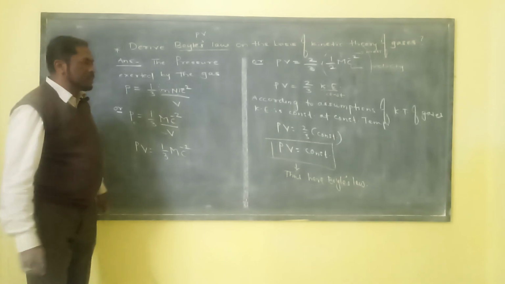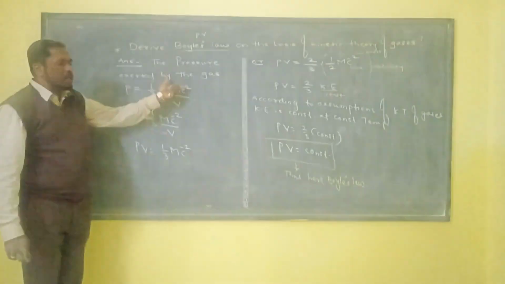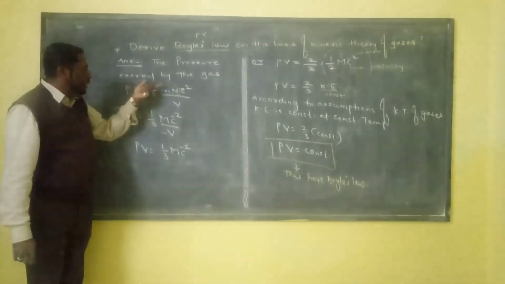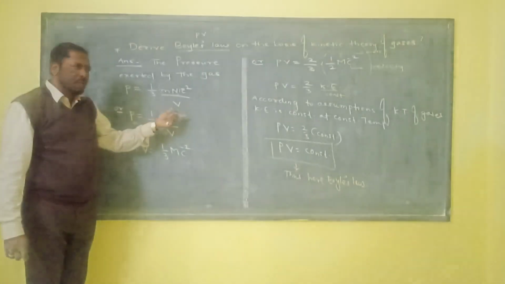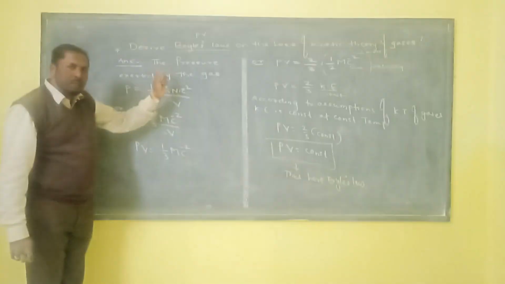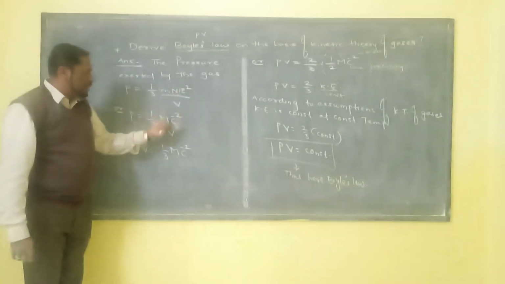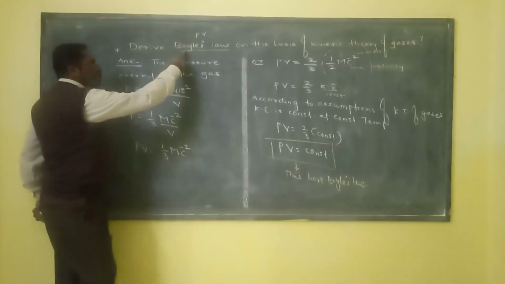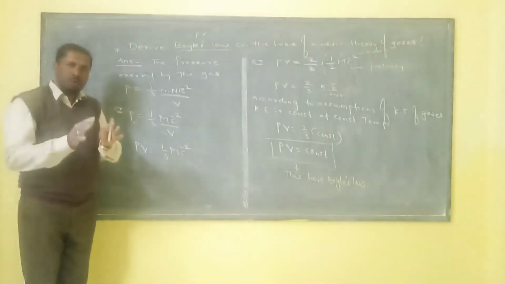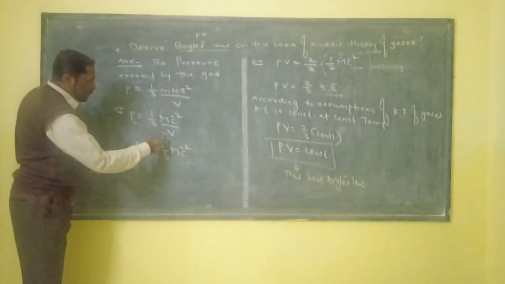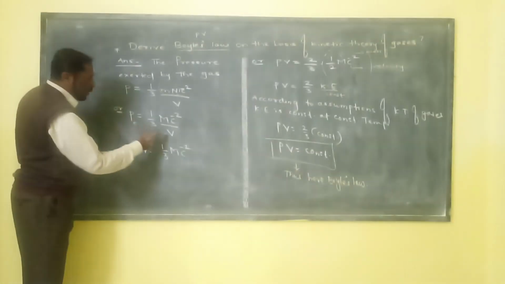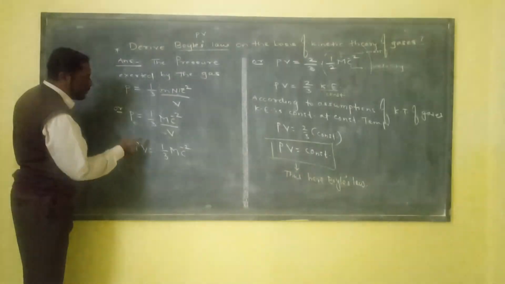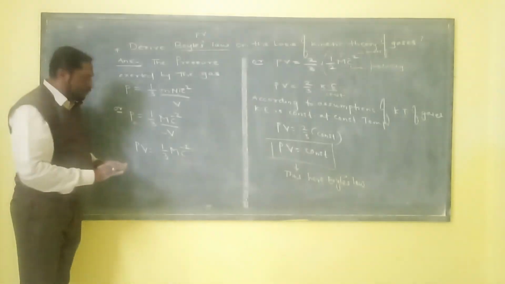How is it obeyed here? We know the pressure exerted by the gas: P is equal to 1 upon 3 m n bar C square by V. This small m into n is written as capital M, so P = 1/3 M bar C square by V. What is the question? Boyle's law, which is in the form of PV. So multiply P and V. It becomes PV is equal to 1 upon 3 M bar C square.